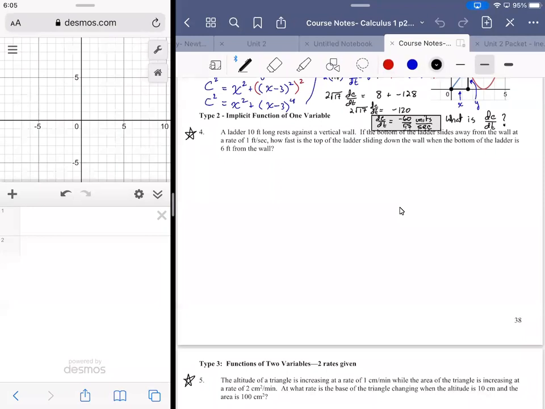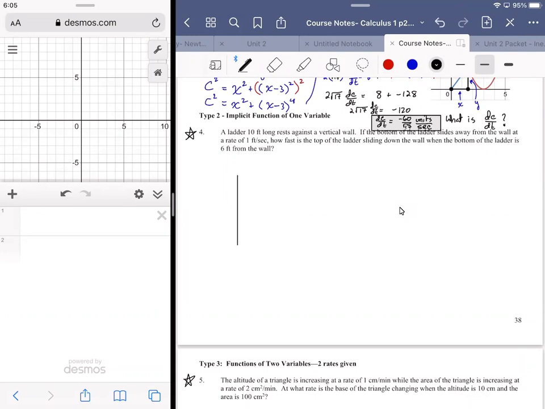Number 4, a ladder 10 feet long rests against a vertical wall. So that vertical wall is, well, this is going to sound kind of foolish, but we're going to assume that vertical is perpendicular to horizontal. When we talk about contextual situations, we're going to make the assumption that everything is perfectly as they say it is. So when they say that we have a vertical wall, it's perfectly vertical.